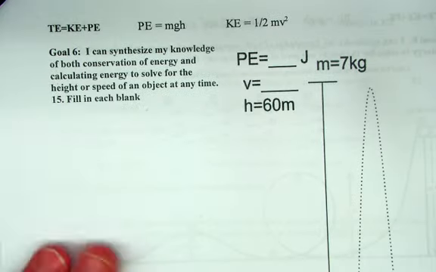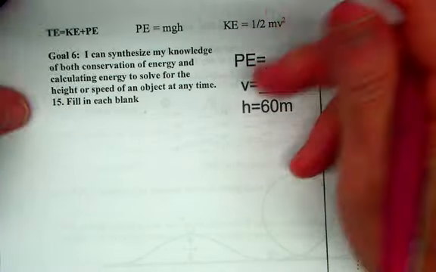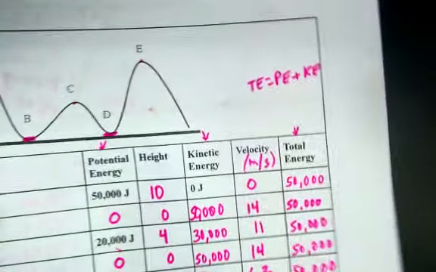This video is for Goal 6 of the energy unit. It's the toughest because it makes you combine all the steps that we used previously. And you really have to figure out, we did this in a progression.